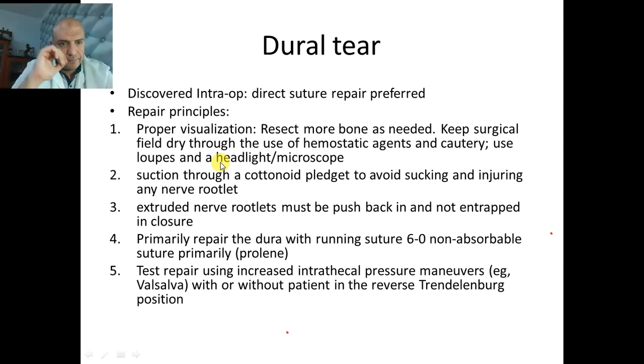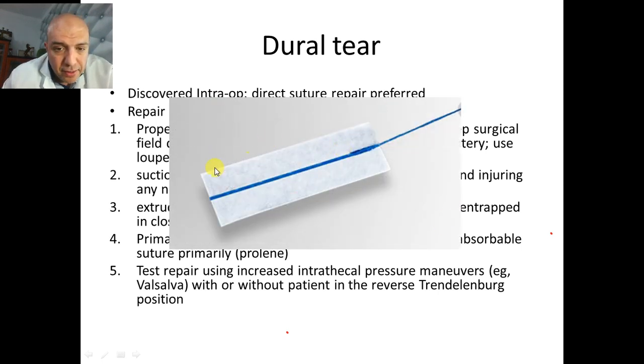Dural tear could be done. If it is done, you have to make exposure good, and we use a suture if it is repairable, non-absorbable suture such as Prolene 6-0. You do it better with a microscope. You put a cottonoid to do the suction.